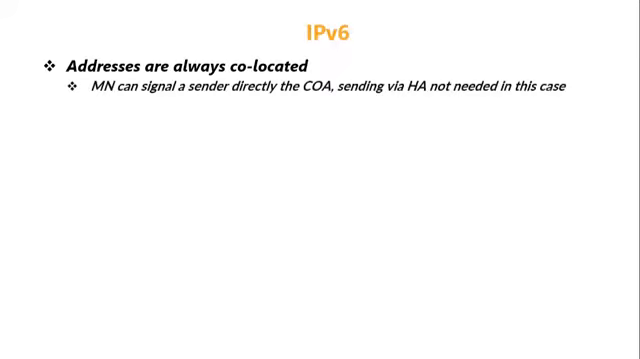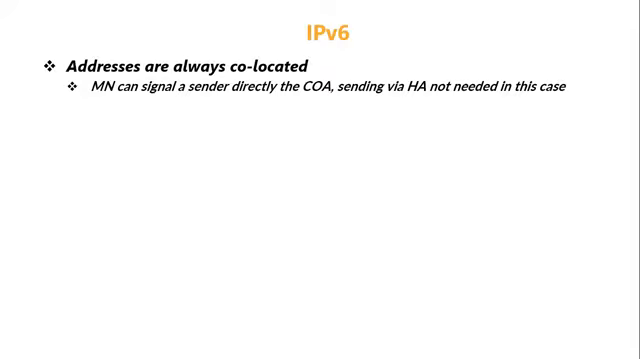And then addresses in IP version 6: the mobile node's addresses are always co-located. So two types of COA we have discussed. One is the co-located COA, and the other one is the COA located in the foreign agent. But with IP version 6, all addresses will be co-located.